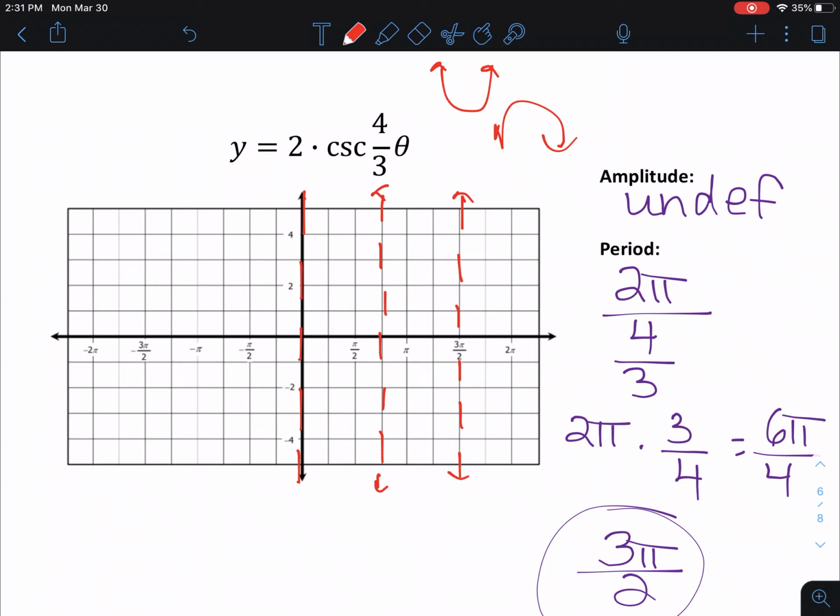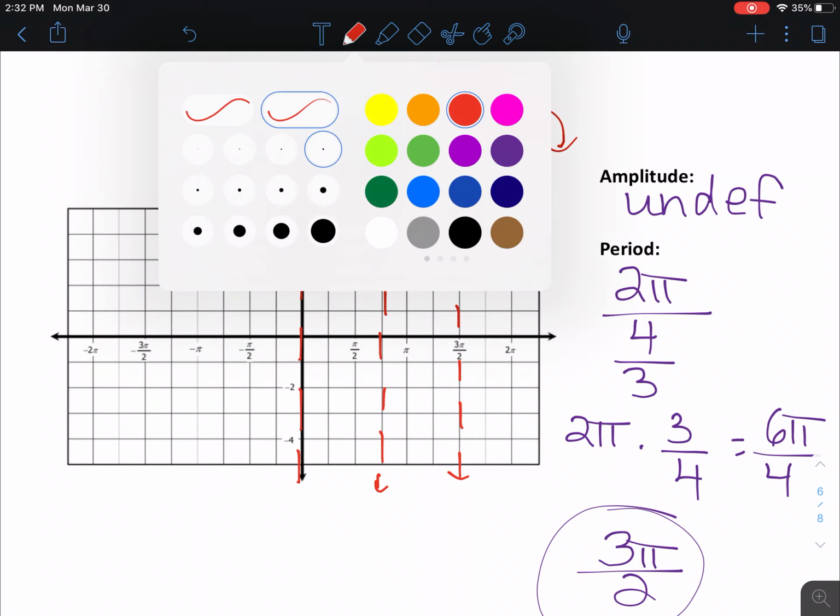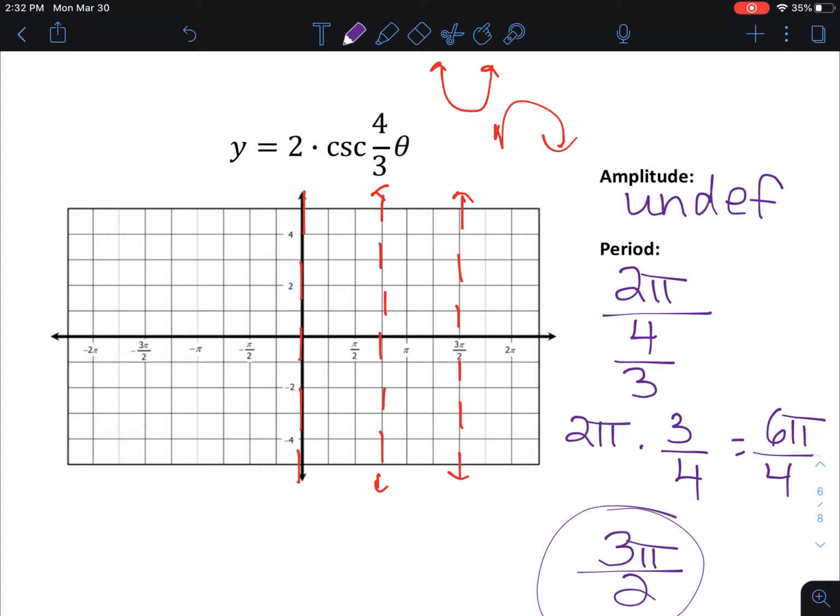Okay, so now that represents really one period, and I need to just fill in what I've got to represent that. So the amplitude is undefined, but this right here still impacts where we start. With cosecant, we usually start at 1. We're going to start at 2 now. So halfway in between these right here, I'm going to have my first dot. So that'll be at 2.